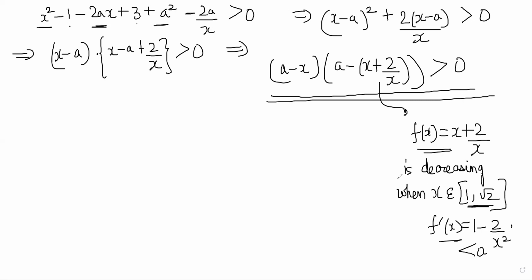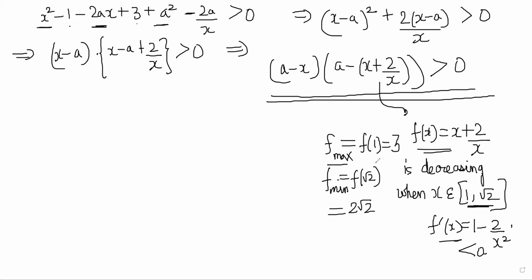If it is decreasing, the maximum value, f max, will be at f of 1, which will be 3, and f min will be at f of root 2. And we don't actually care about that particular value. It is actually going to happen when root 2 plus root 2, so it is 2 root 2. But the f maximum value is 3, right? And it happens that x is equal to 1, right?